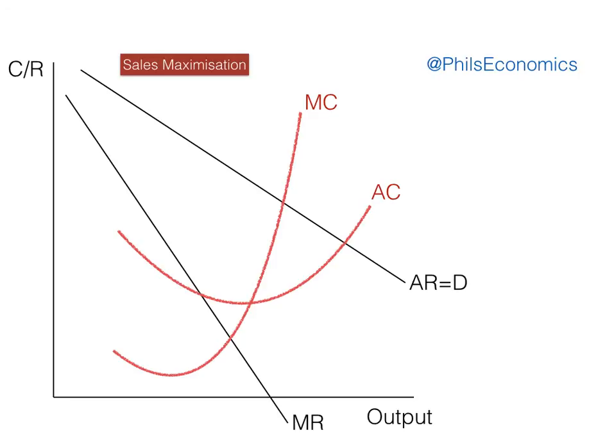The output level where the average cost is the same as the amount of money that the firm will receive for it. Remember that the firm builds normal profit into cost, so some profit is made here, just not supernormal profit. As we can see, the price is now much lower than if the firm was profit maximising. Hence why so many more people want the product and why sales are maximised.